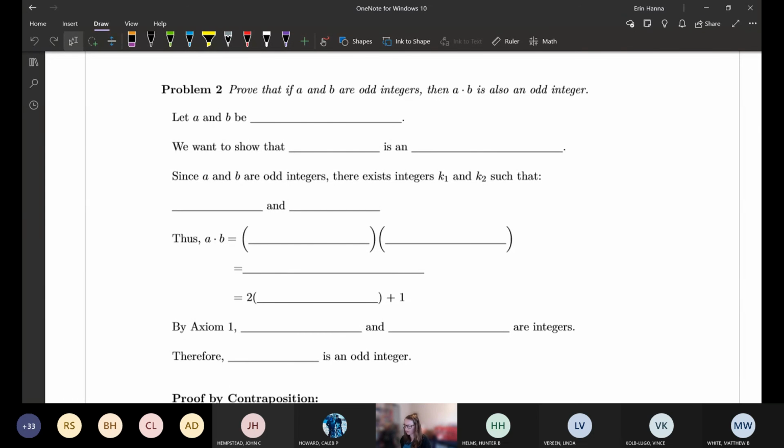So what we want to do is prove that if a and b are odd integers, then a times b is also an odd integer.